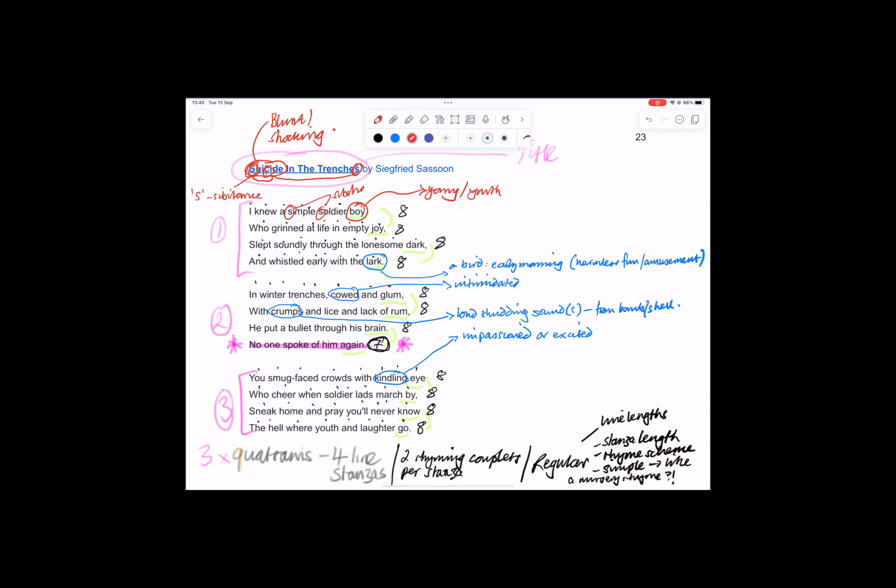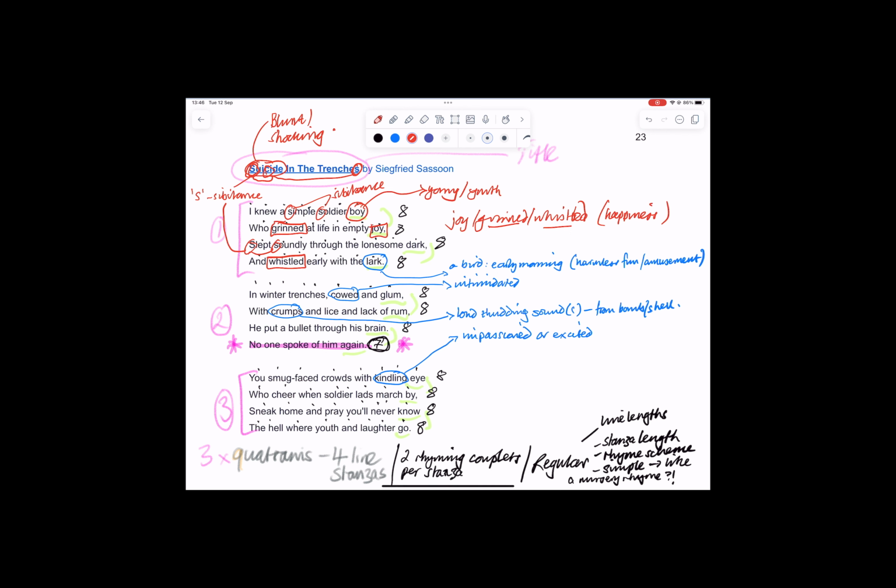So in here we've picked out boy. This idea of innocence is important, and youth. We're also seeing examples of sibilants as well. And now we're looking at specific words that kind of stand out to us and any techniques that we can see. Again, you've got this idea of innocence there. You've got more sibilants going on. And words like joy, grinned, and whistle, these all suggest happiness, maybe youthful innocence as well.